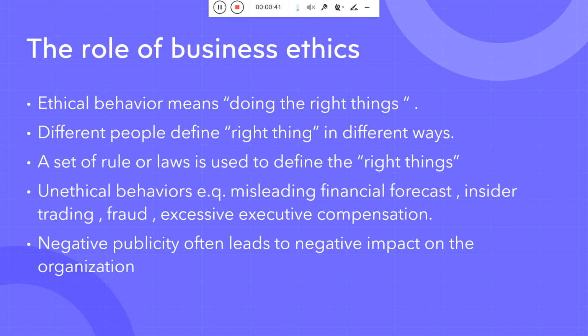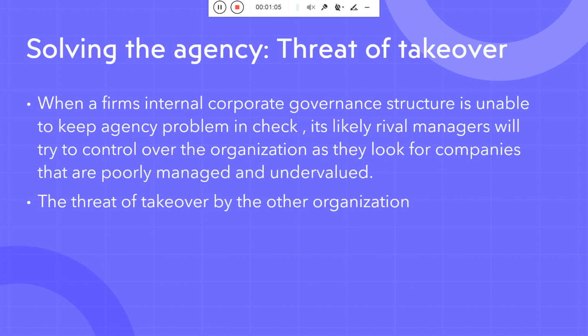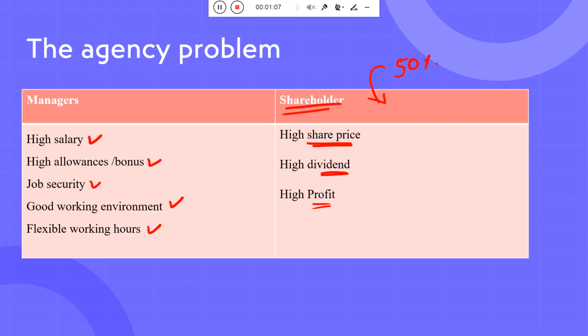But in a public limited company, who is the owner? The shareholder, right? And who actually manages that company? The CEO or the manager of that organization. The interest of the manager and the interest of the shareholder are different. I already told you in the last session, this is the manager interest and this is the shareholder interest, as mentioned in this slide.